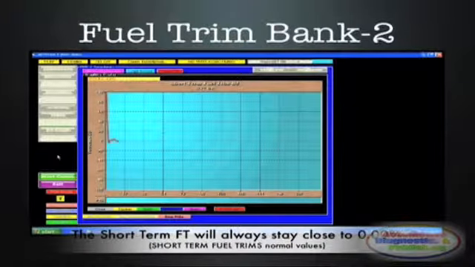The short-term fuel trim will always try to stay at 0. If it goes plus or minus, it will affect the long term, and then go back to zero.